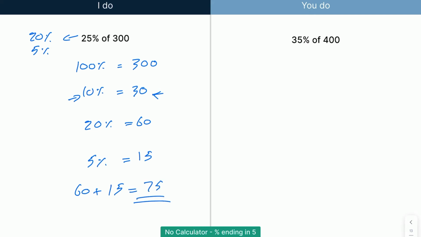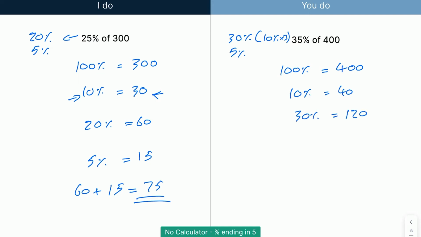Okay. So again, hopefully you've pressed pause and had a go at the example on the right. So to find 30%, I'm going to find 10% and times it by 3, which gives me 30. So I need 30% and I need 5%. And the way I find this is I find 10% and times it by 3. So if I start off again, same way here, 100% is 400. 10% is 40. 30% is 120.